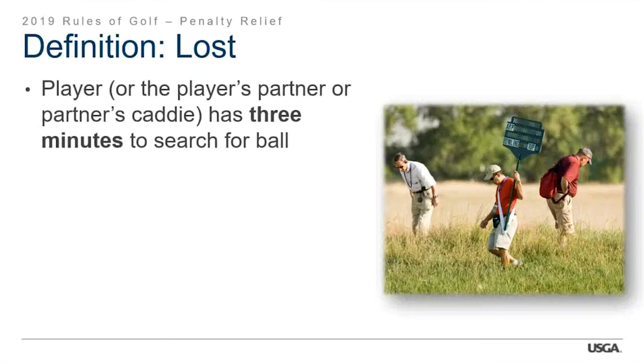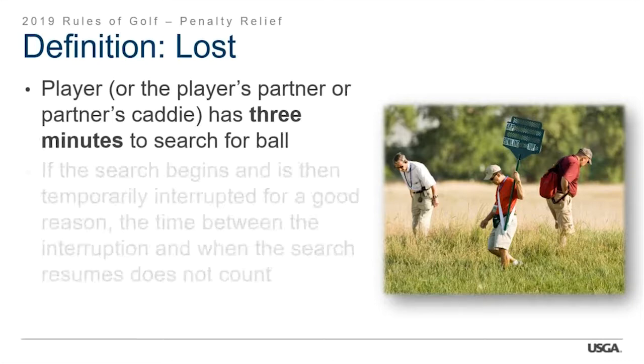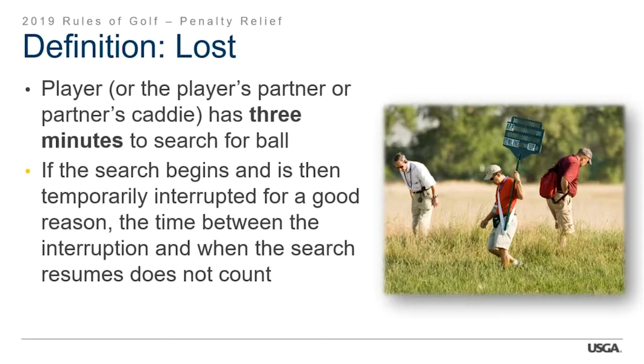All right, so we have to know what lost means. In the rules of golf, the definition of lost has many different things that can make it happen. So if a player or the player's partner, or the partner's caddy has begun to search, the 3-minute time limit has started. So you have 3 minutes to search for that ball. If the search begins and is then temporarily interrupted for a good reason, your time is going to stop.